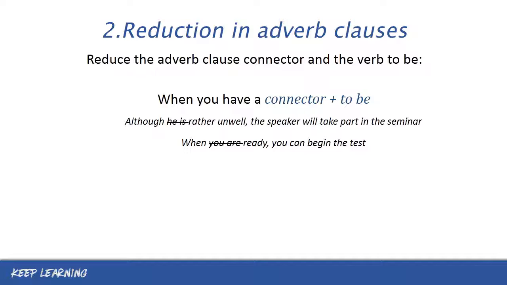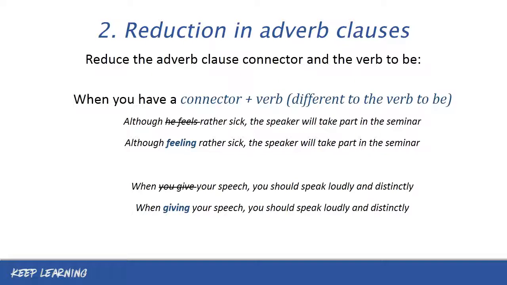Now you can reduce adverb clauses, which is basically the same. These are adverb clauses. You have connector and verb to be, you can cut that. Although he's rather unwell, can be although rather unwell. Or you can say when you're ready, you can say when ready, right? Connector and verb to be. If you have a connector and another verb, the same thing.